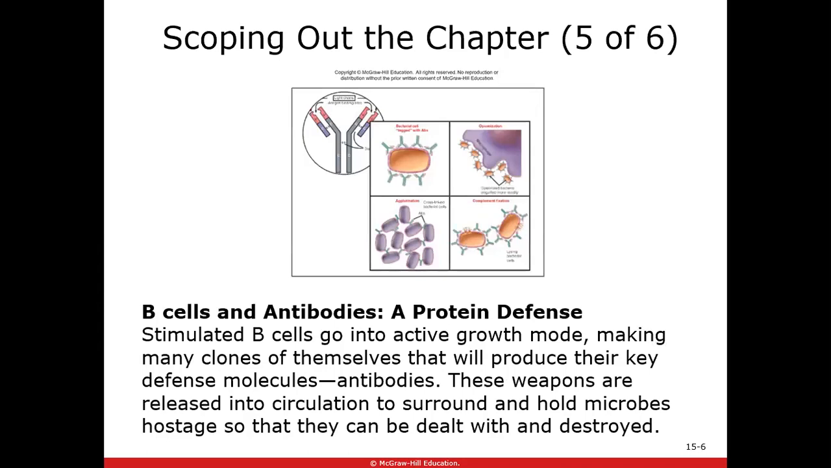Then we have B cells and antibodies. This is a protein defense. Stimulated B cells go into an active growth mode, making many clones of themselves that will produce their key defense molecules, which is the antibody. These weapons are released in circulation to surround and hold microbes hostage so that they can be dealt with and destroyed.